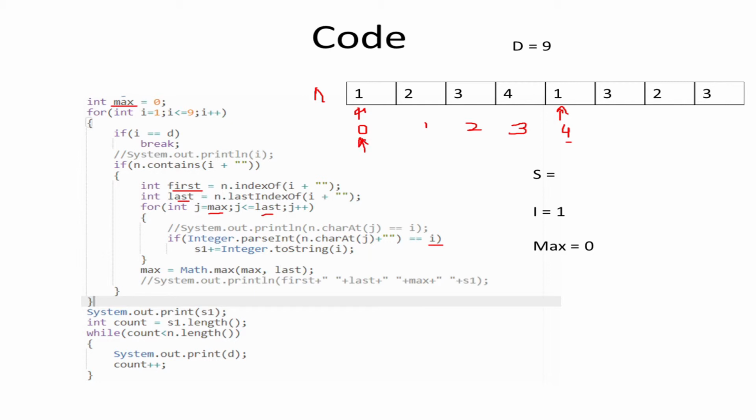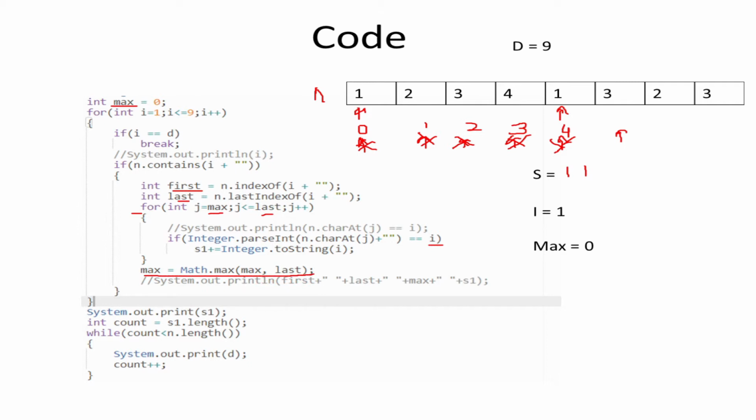Is it equal to 1? Yes, it is, so we append 1. Now the value of j will be 1. Is this number equal to 1? No. Move ahead. Is this number equal to 1? No. Move ahead. Is this number equal to 1? No. Move ahead. When we get to 4, this is 1, so again we append 1. Now j goes beyond last, so this for loop will break and we will change the value of max.